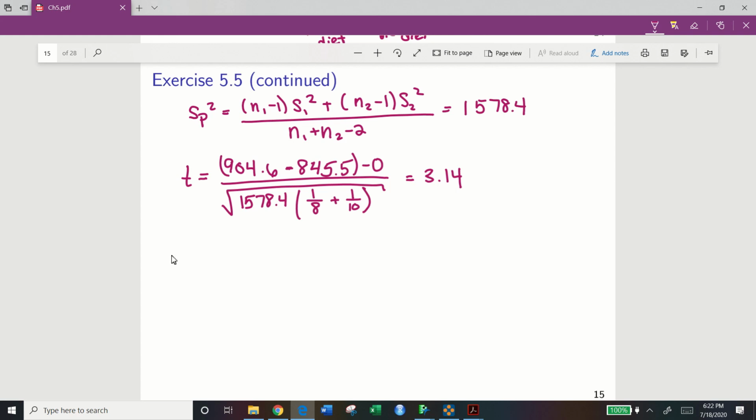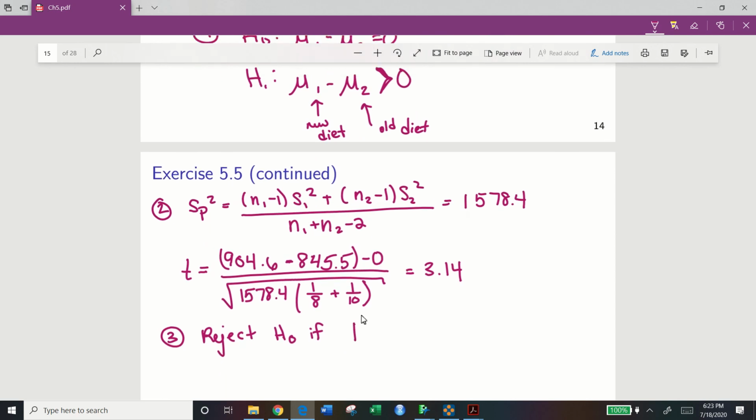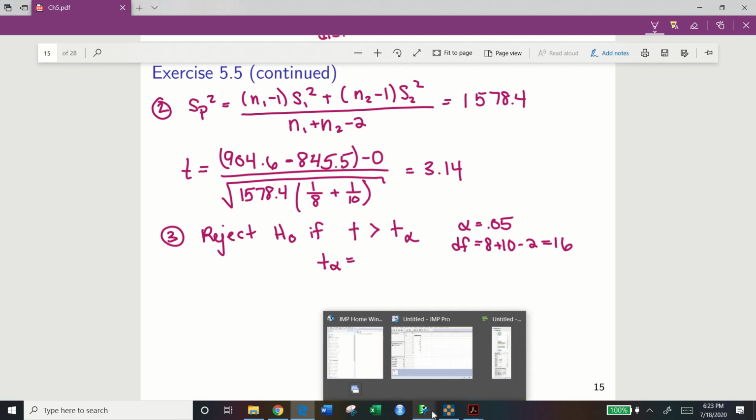This gives us our step 3, which is our decision. We will reject our null hypothesis if, remember we're basing this on our alternative, if t is greater than t alpha. We were given that our alpha value was 0.05 and our degrees of freedom is 8 plus 10 minus 2, so that will equal 16. At this point, I'm going to pull up our t table.